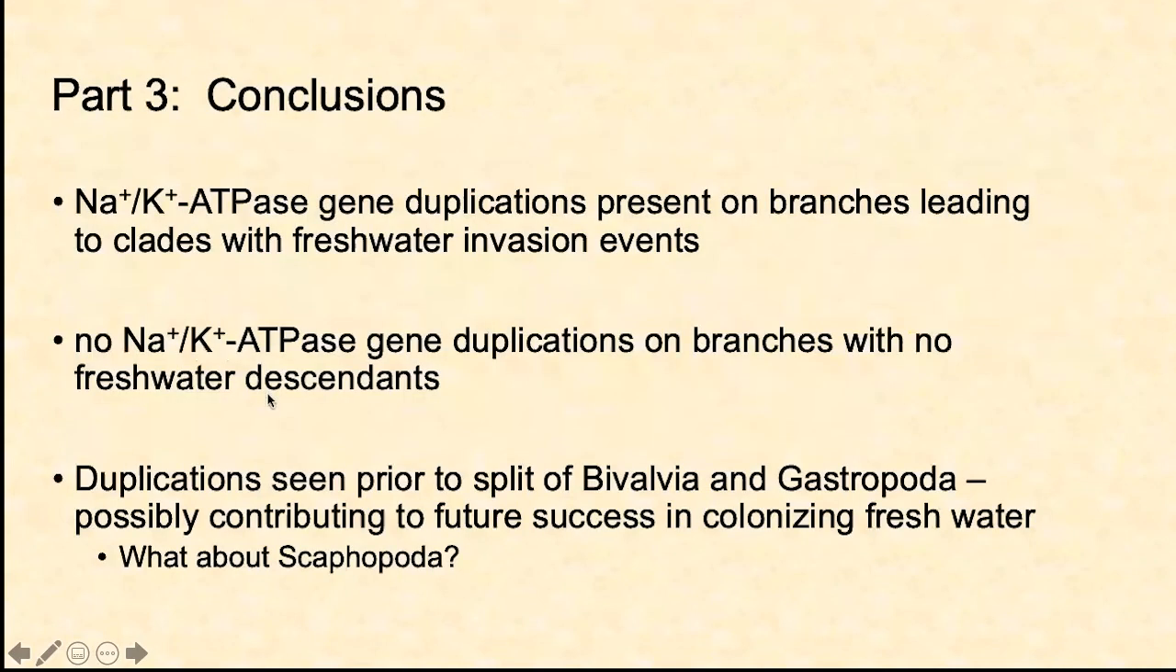But the conclusions from this: the sodium-potassium gene duplications are present on branches leading to clades with freshwater invasion events. There are no sodium-potassium ATPase gene duplications on branches with no freshwater descendants. The duplications seen prior to the split of bivalves and gastropods possibly contributed to their future success in colonizing fresh water.